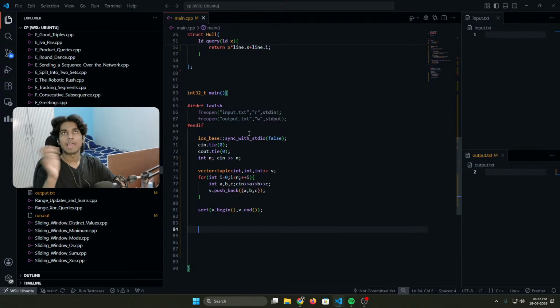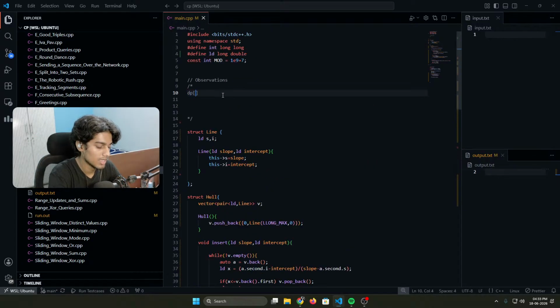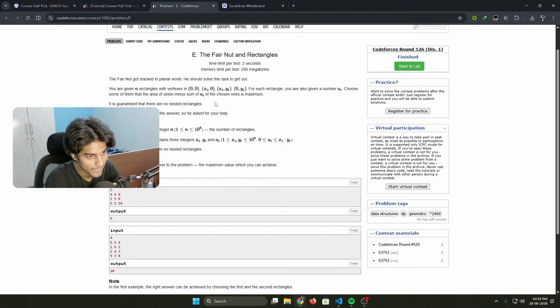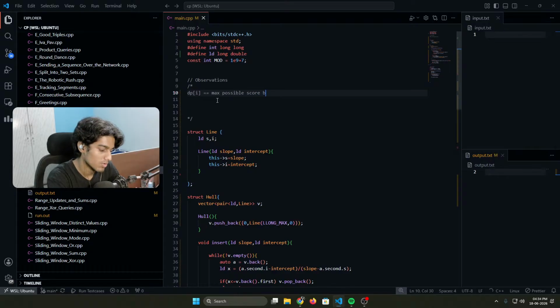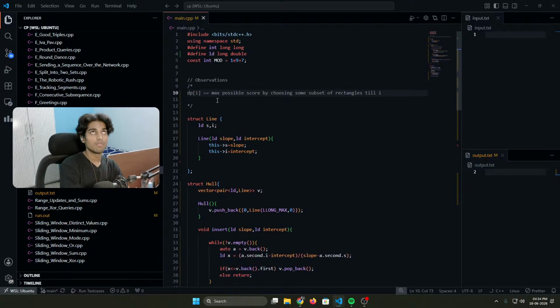So we can decide to choose any of them. Okay, so let's define dp of I. It is the maximum possible, let's call it score, by choosing some subset of rectangles till I. Okay, and now for every I we have to go from 0 to I, like we have to check with everything, but yeah, I have to check which one.